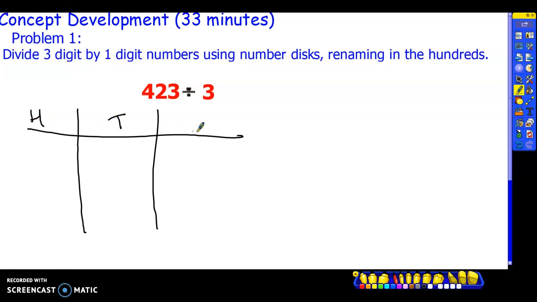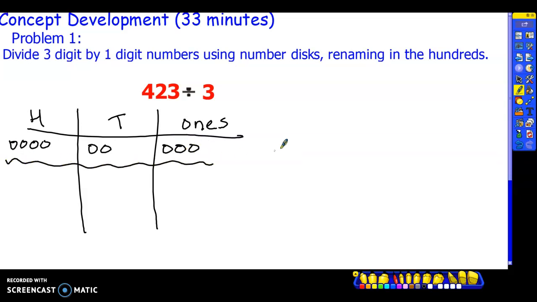Alright, so if I go ahead and make my, whoopsies, if I make my place value chart, hundreds, tens, and ones, I have 4 hundreds, 2 tens, and 3 ones, and we are dividing by 3. I'm also going to show you the algorithm side by side here so that you're seeing that a few times. Okay? Place value charts are great, especially when they get you the right answer, but an algorithm is definitely more efficient.